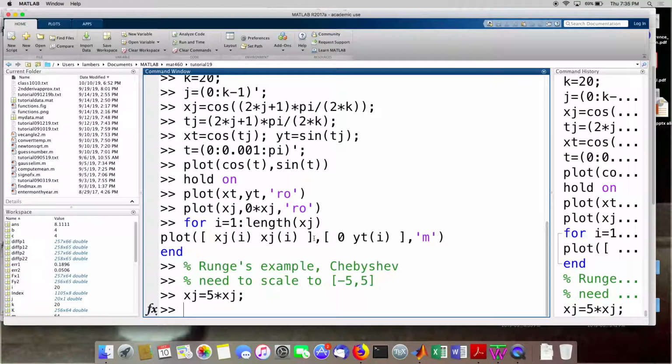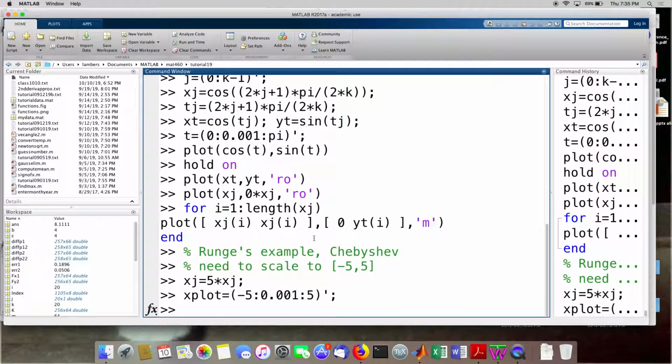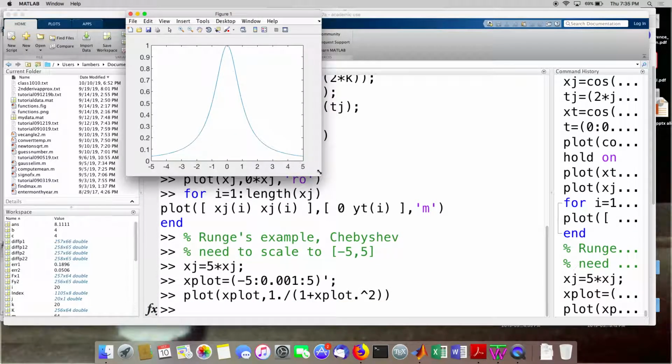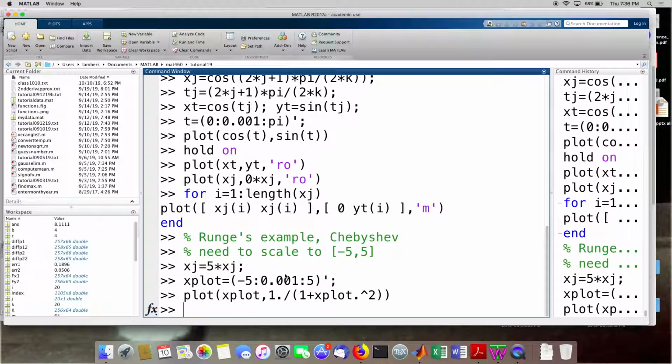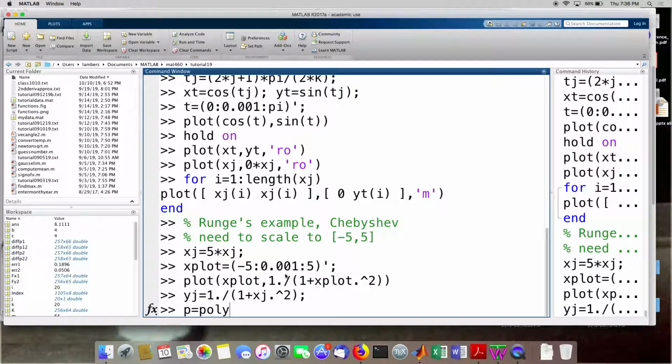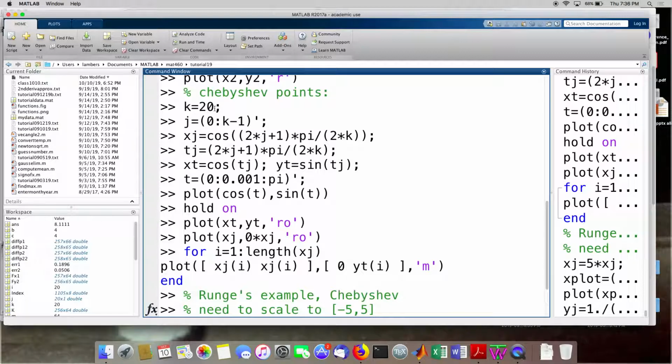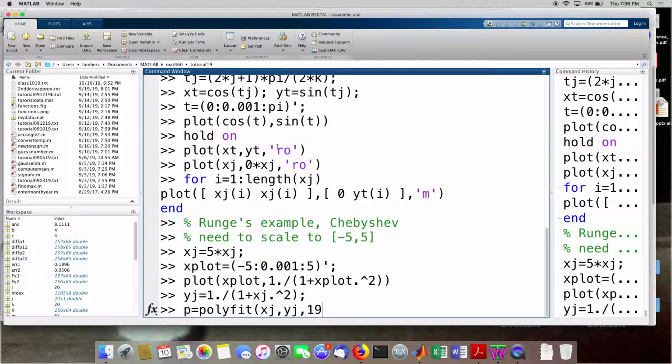Okay, so I need some x's for plotting, many x's between -5 and 5. If I plot the original function, notice x plot is a vector, so I need to use dot divide and dot squared to perform these operations on a vector. There's my function, 1 over 1 plus x squared. Now, these are my interpolation points, so I plug those into the function too. For my polynomial I call polyfit, which performs polynomial interpolation, with xj, yj. In this case, I have 20 points altogether, so my polynomial is of degree 19.